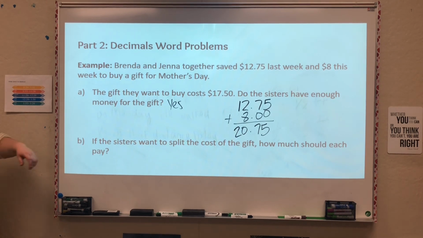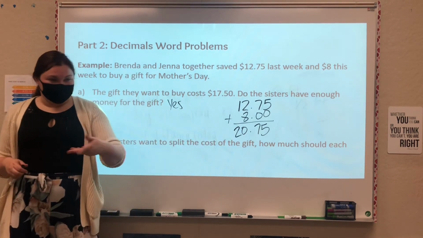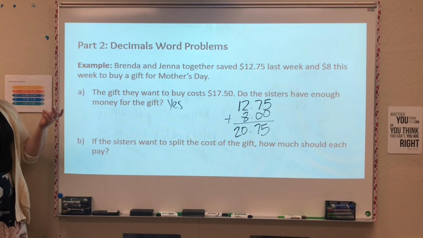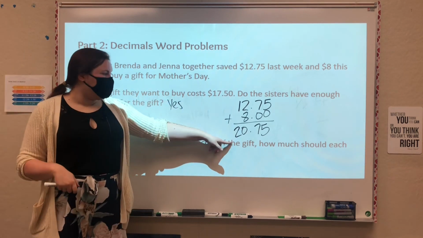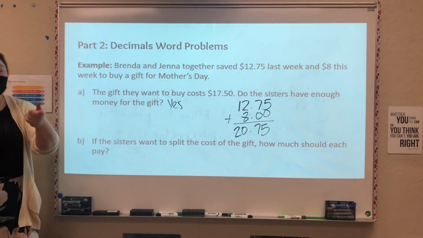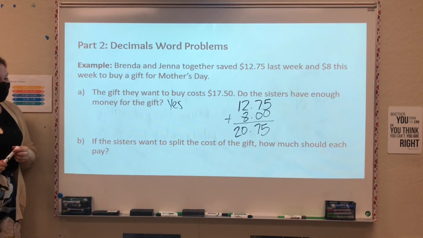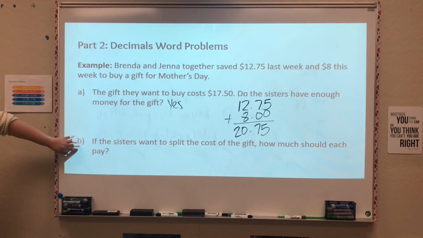Ooh, yeah. So you're going above and beyond and saying yeah, they've got enough money, and they would have this much money left over. You could just justify by saying this is how much money they have and this is how much money they need. They've got enough. Or you could go that extra step and say I can even tell you how much money they have left over. Part B says, if the sisters want to split the cost of the gift, how much should each pay?